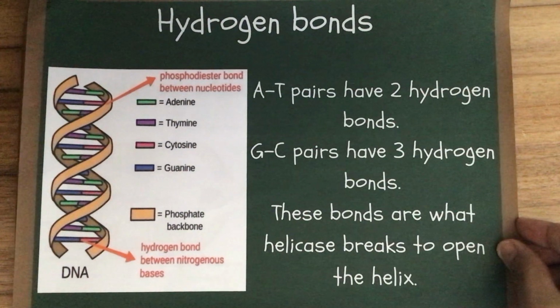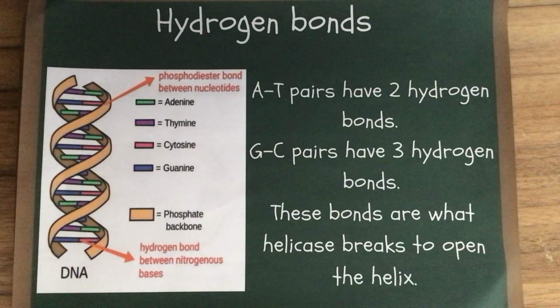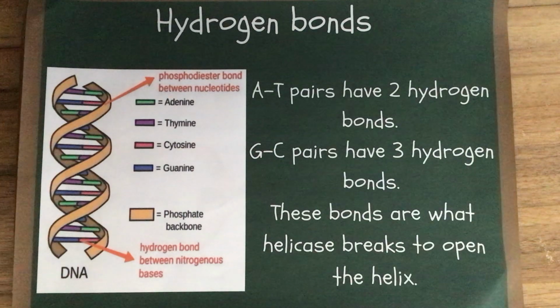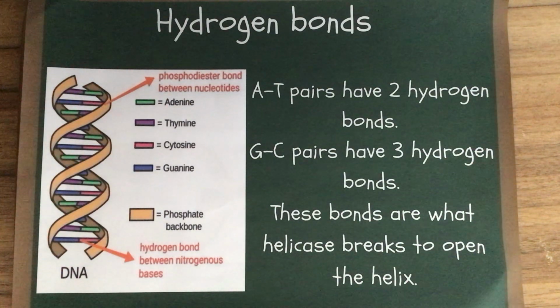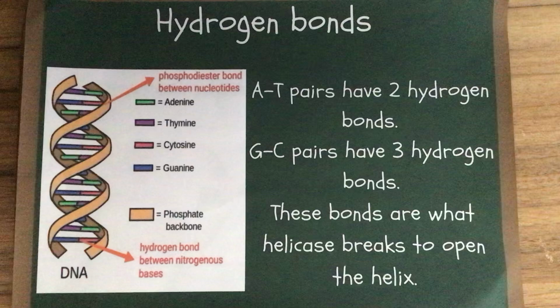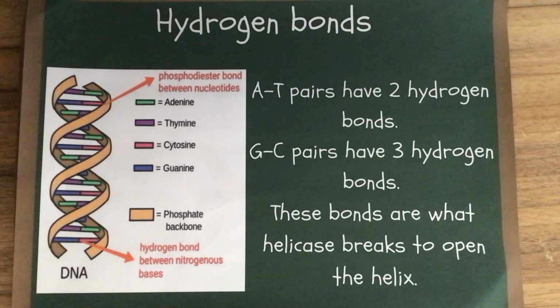Next, DNA bonds. The two DNA strands are held together by a hydrogen bond between the bases. Adenine pairs with thymine using 2 hydrogen bonds. Guanine pairs with cytosine using 3 hydrogen bonds. These hydrogen bonds are what keep the DNA strands together, and they are the bonds that helicase breaks to open the DNA.